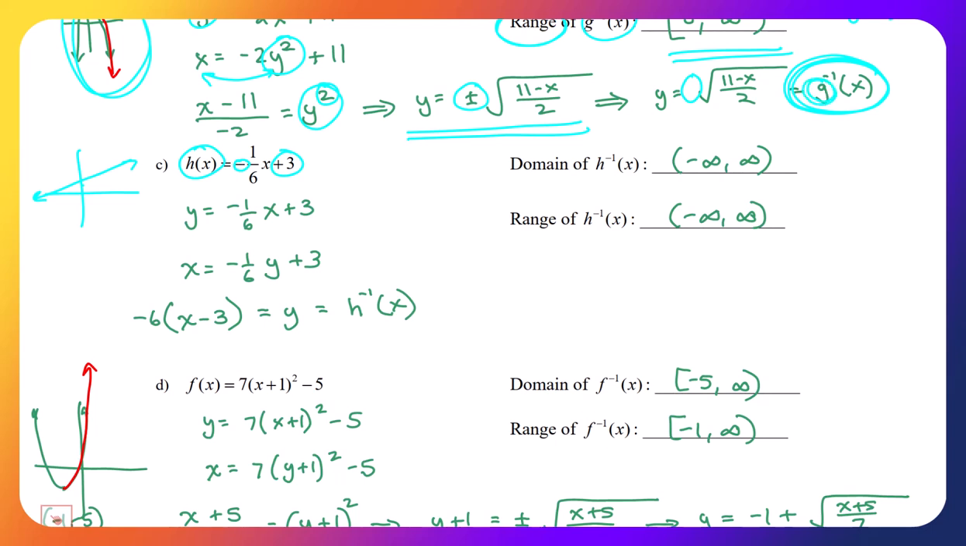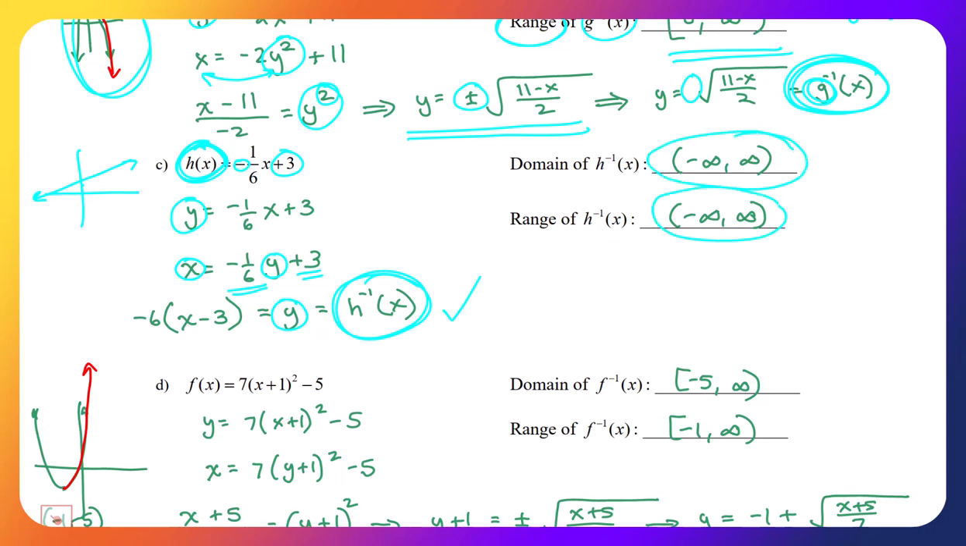Don't make this careless mistake of putting an f there. Same thing with the h of x here. When we're done, we're going to have an inverse h of x. So we replace the function name by y, we switch x and y, we get the y by itself, we subtract 3, and then multiply by -6 to get the y by itself, and we're done. If it's a line with any kind of slope, the domain and range are the same.